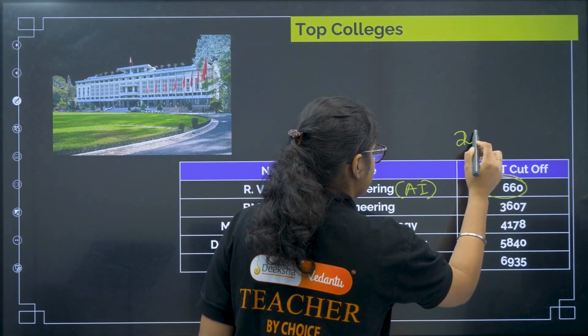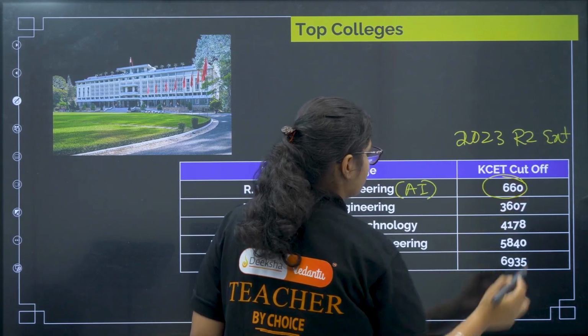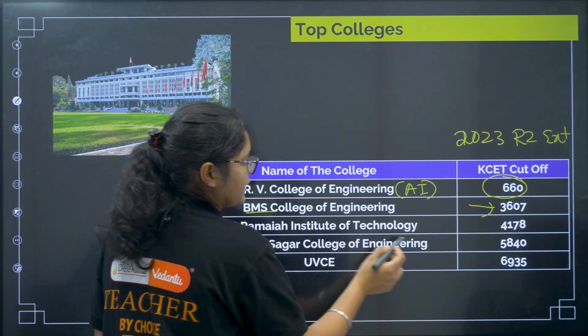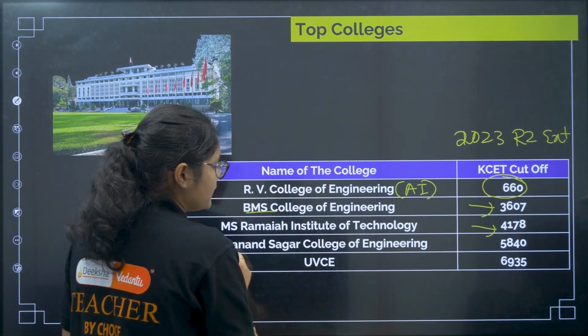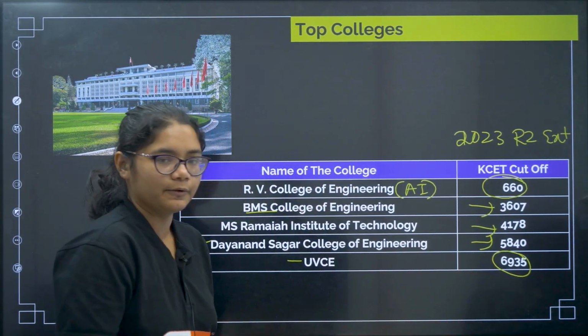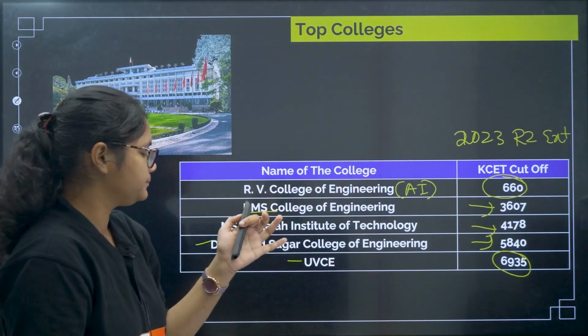This is the KCET 2023 round 2 extended cutoff. If you see BMS College 3607, MSRIT 4178, Dayananda Sagar 5840, UVCE 6935. So these are the last year cutoffs for round 2, 2023.